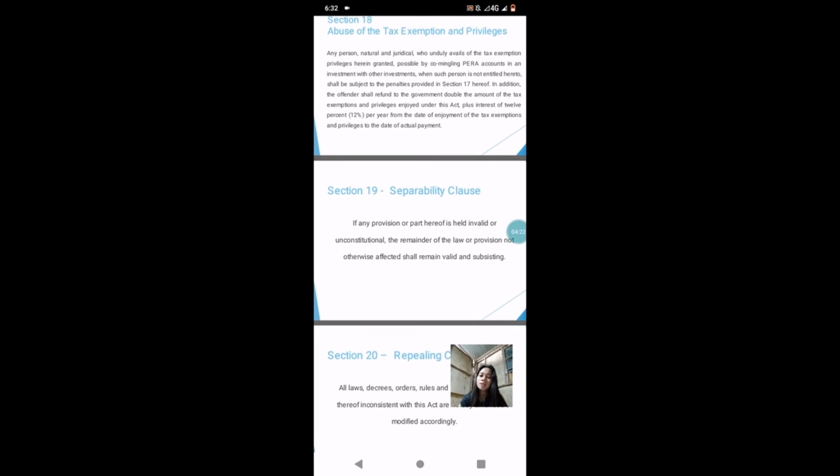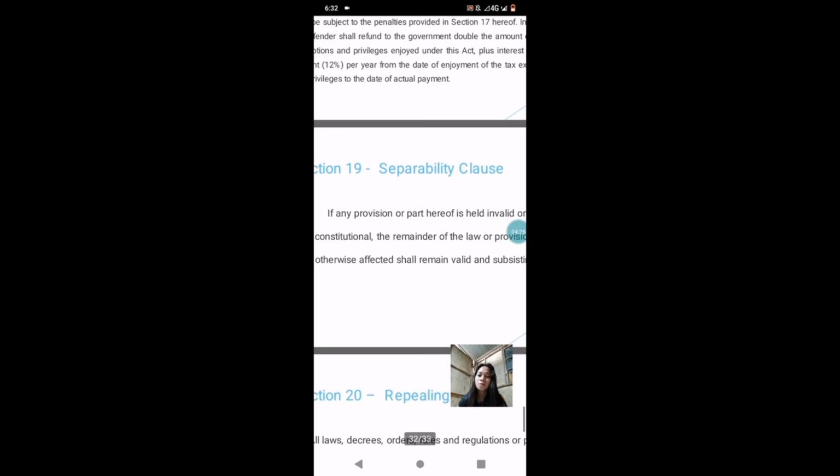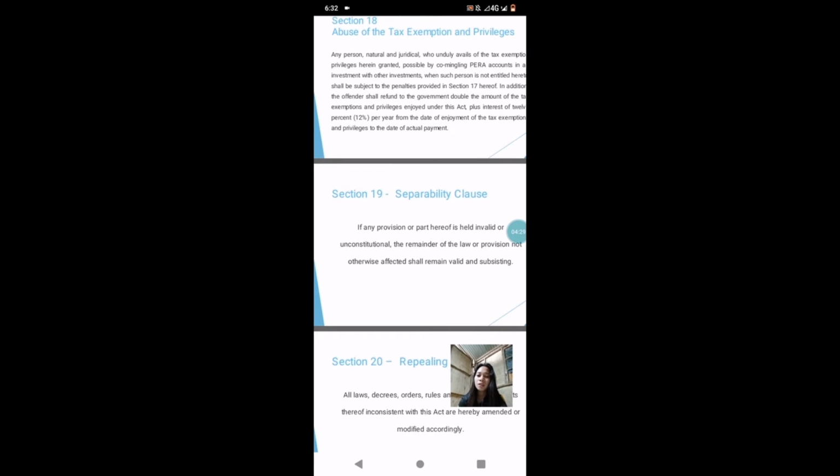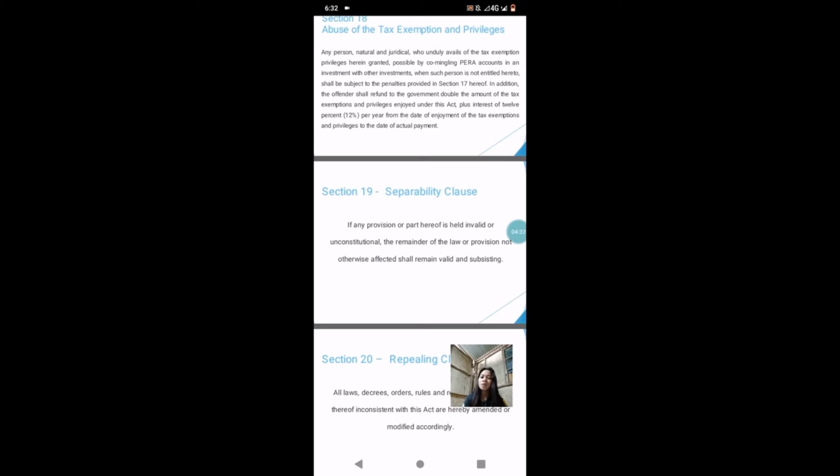Section 19, Separability Clause. If any provision or part hereof is held invalid or unconstitutional, the remainder of the law or provision not otherwise affected shall remain valid and subsisting. Each of the provisions of this agreement is a separate and distinct agreement and independent of others, so that if any provision hereof shall be held to be invalid for any reason, such invalidity shall not affect the enforceability of the other provisions.